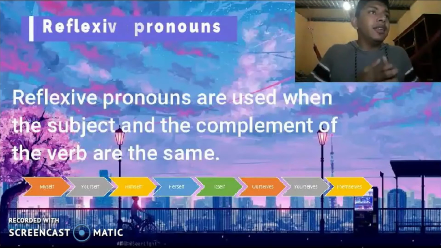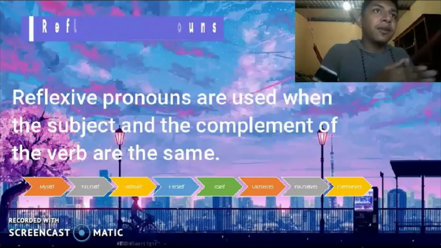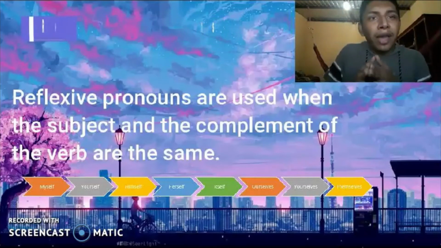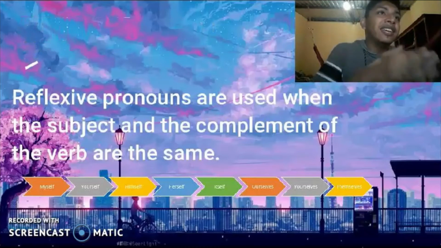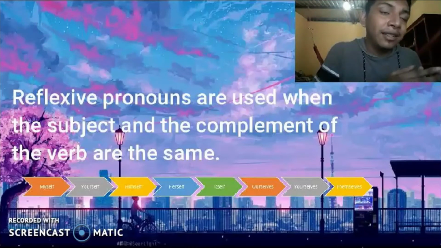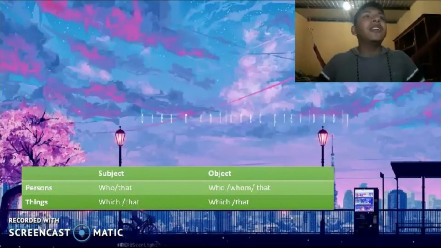And if we add the preposition by, we indicate that the action was carried out without help. For example, the children prepared the party by themselves, right? Very easy. Now we have the relative pronouns.